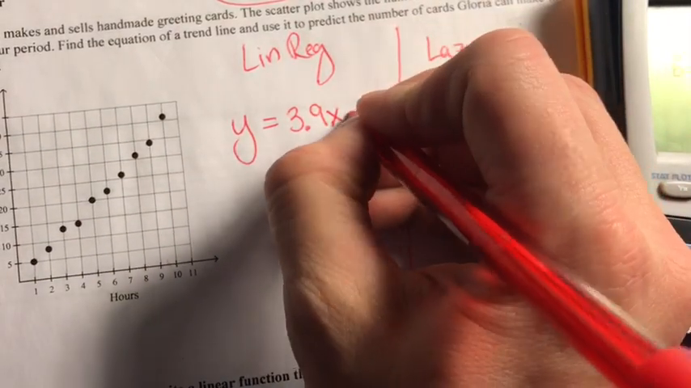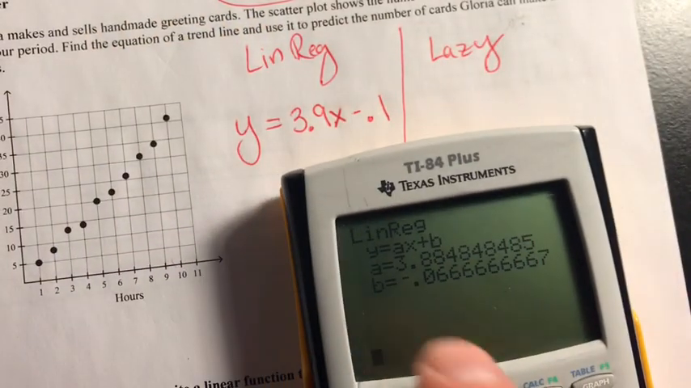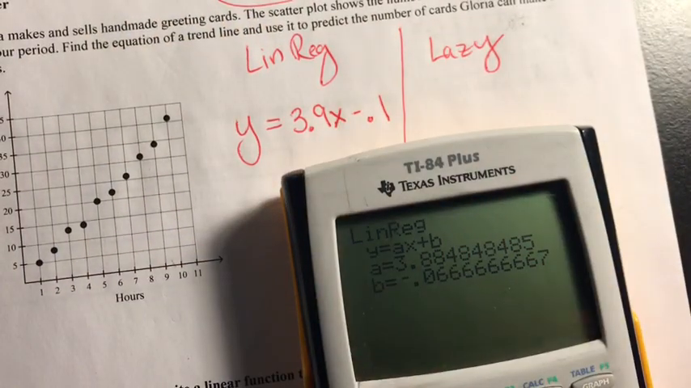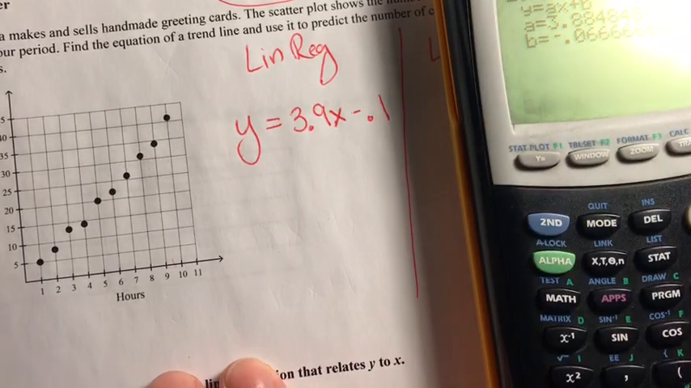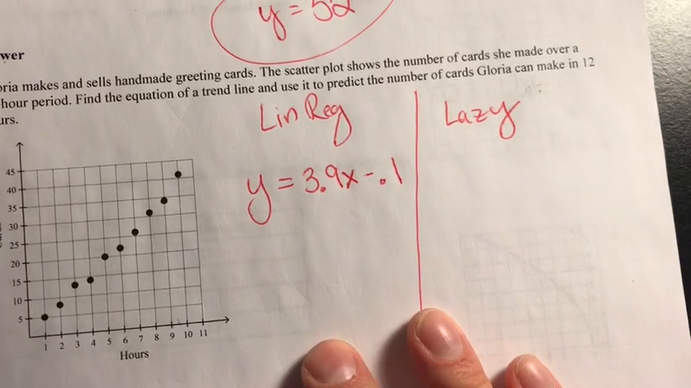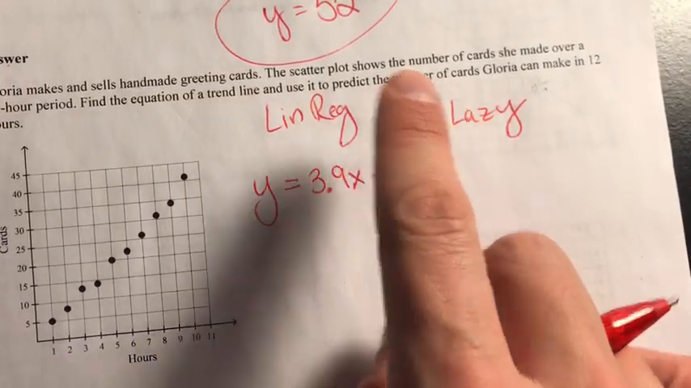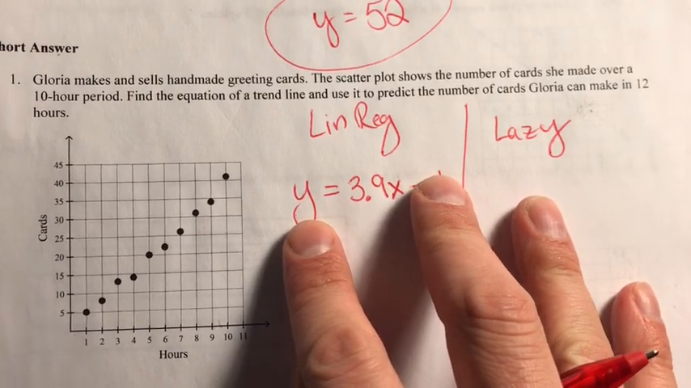Minus 0.1. A lot of you might be like, Mr. Perich, couldn't you just do 4 and nothing? I could, but I'm a math teacher, and this is kind of what I do. So that's my equation. Find the equation of a trend line, and use it to predict the number of cards Gloria can make in 12 hours.